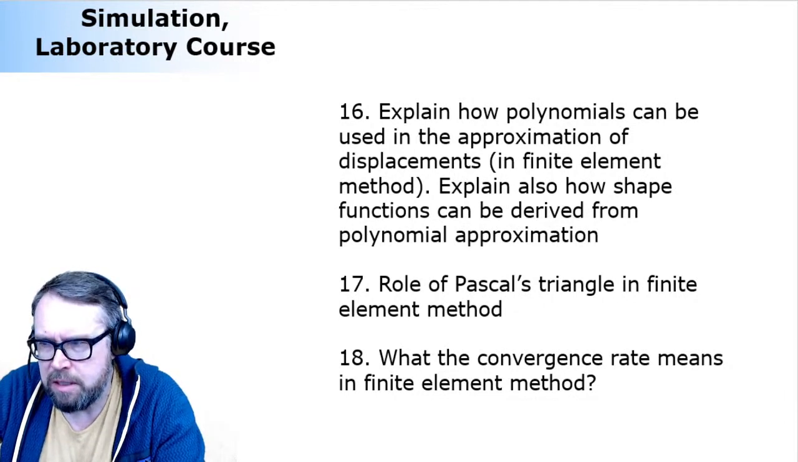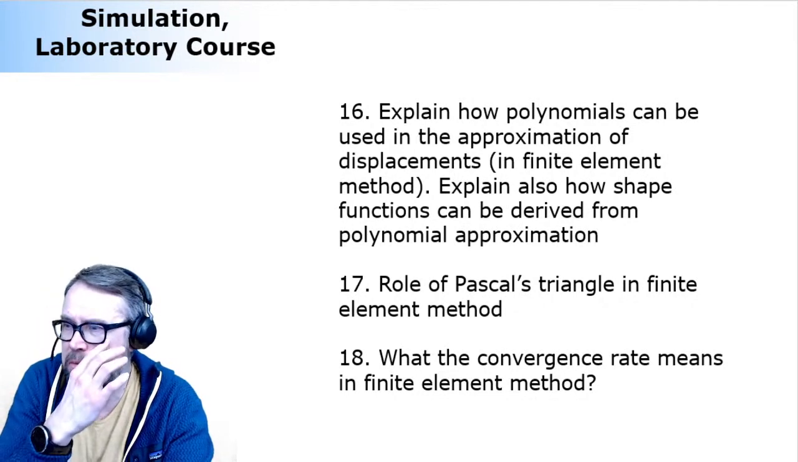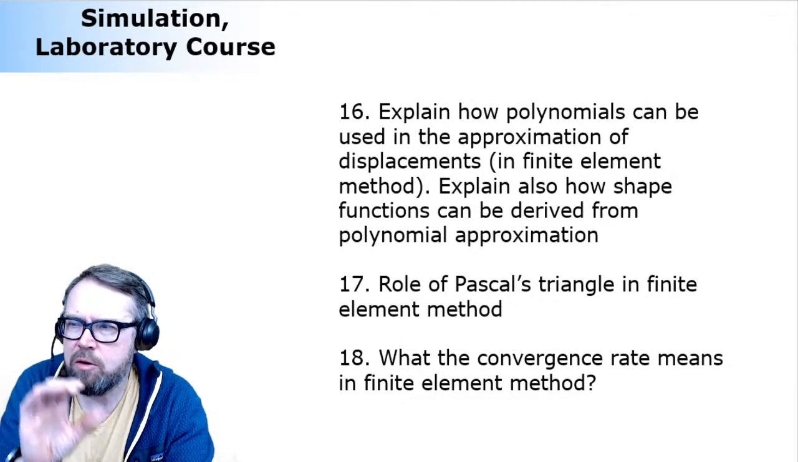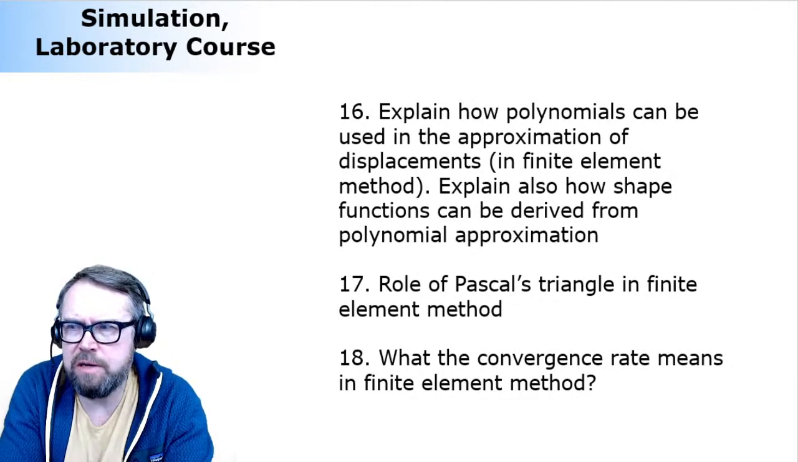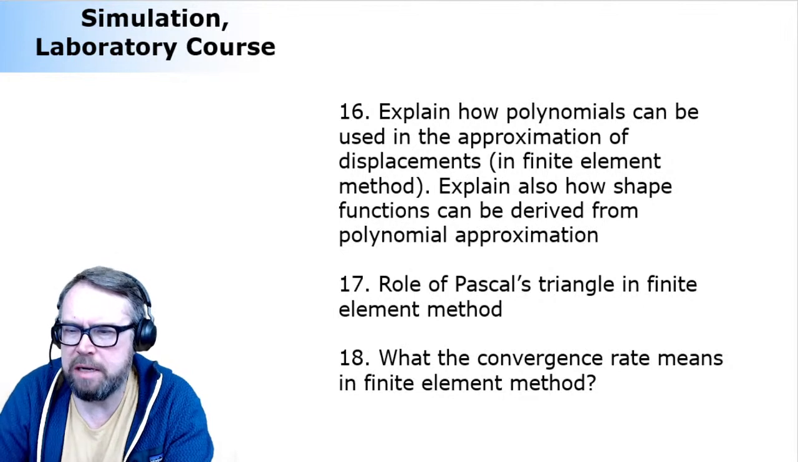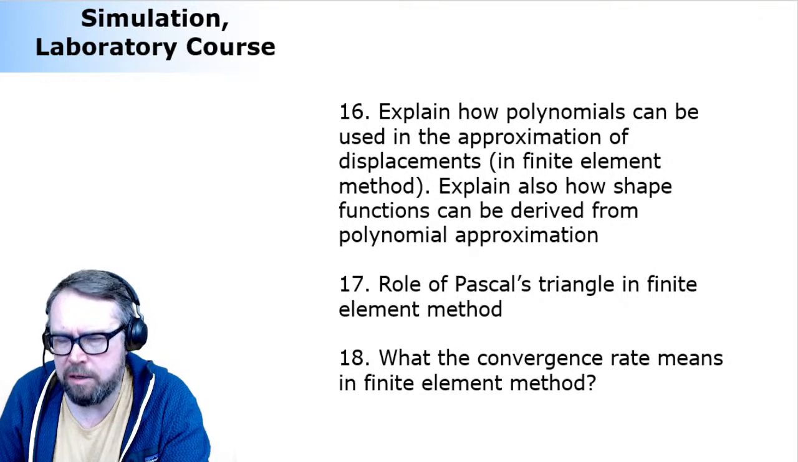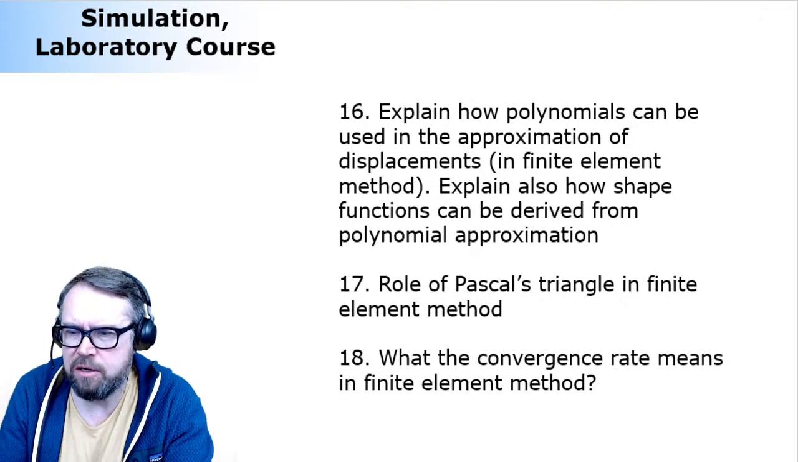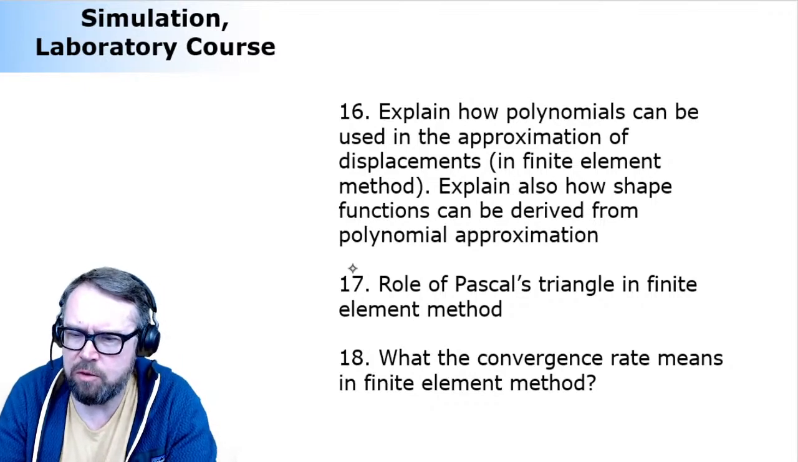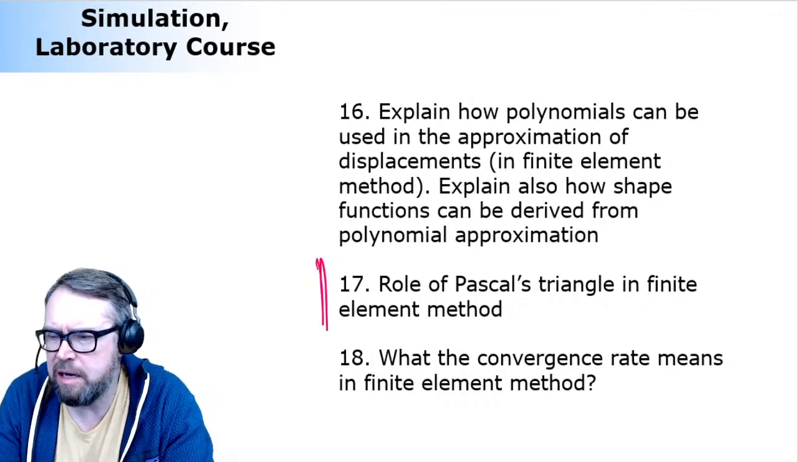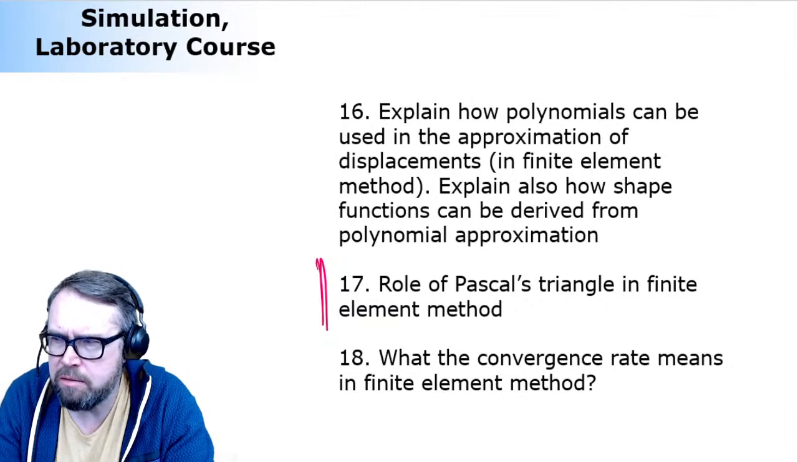What you then do is that you first of all select the polynomial such that the polynomial components match the number of degrees of freedom in your element. And once you do that, you express your polynomial unknowns by using the nodal degrees of freedom. You get the shape functions. That's what happens. How can you select these polynomial coefficients? You can select them by using Pascal's triangle.